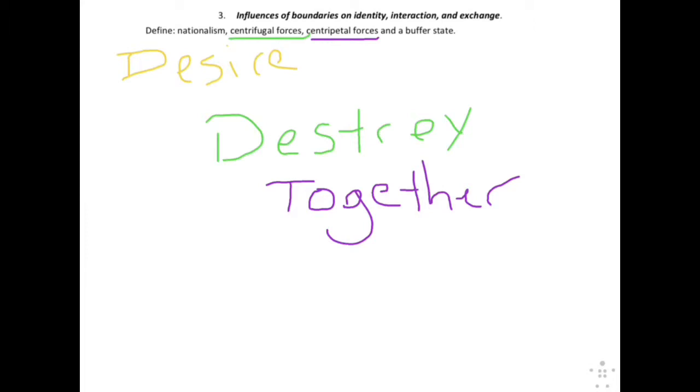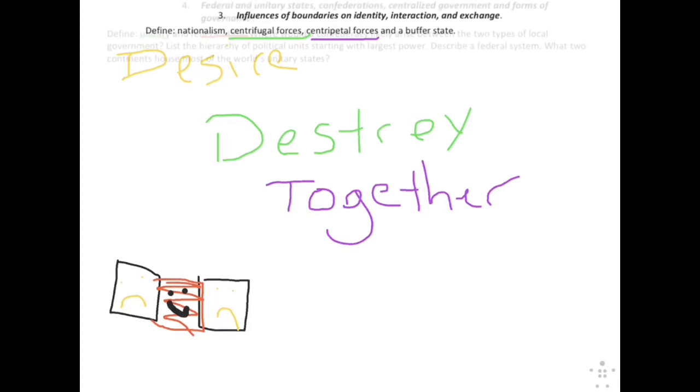The last definition in regards to this is a buffer state. A buffer state is a state that lies between 2 states that are generally more powerful, but the location of this state acts to balance the power between these 2, which in most cases would not like each other. So you have this buffer zone in the middle to keep them away from each other.